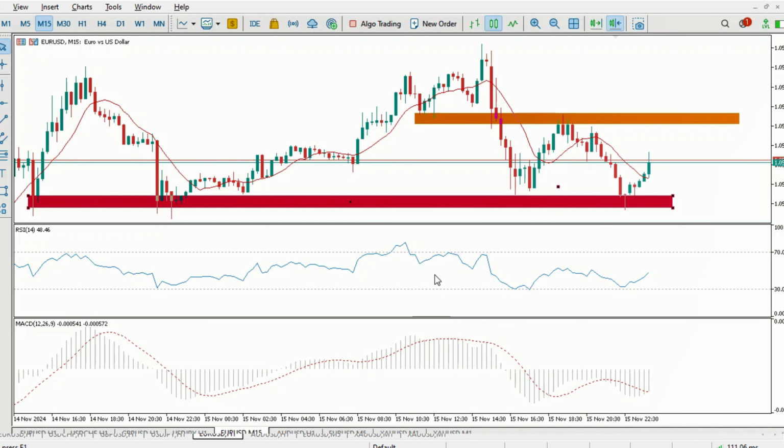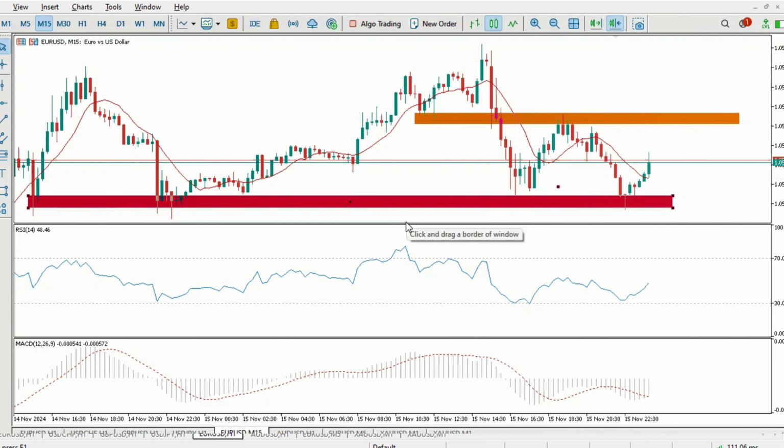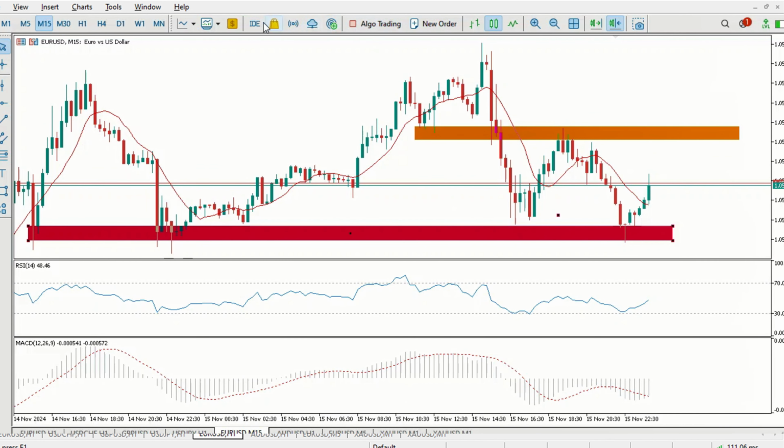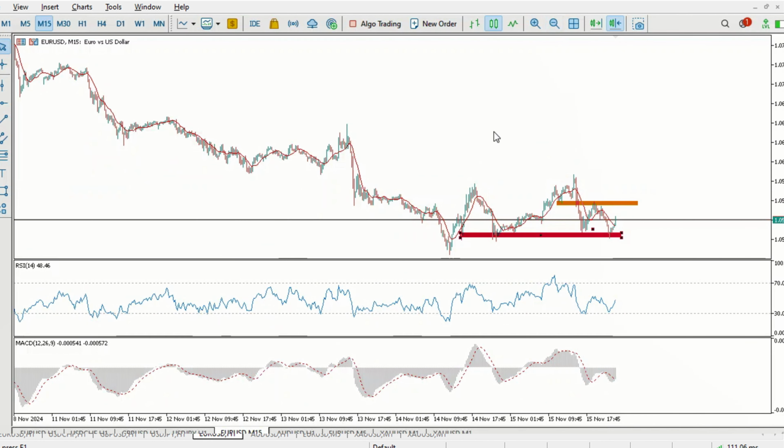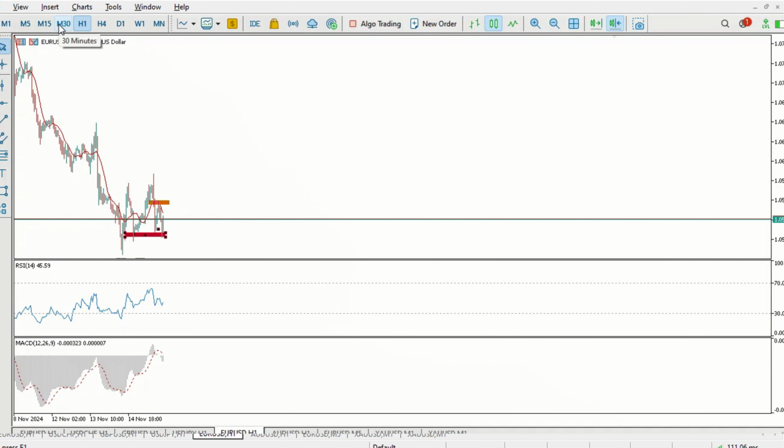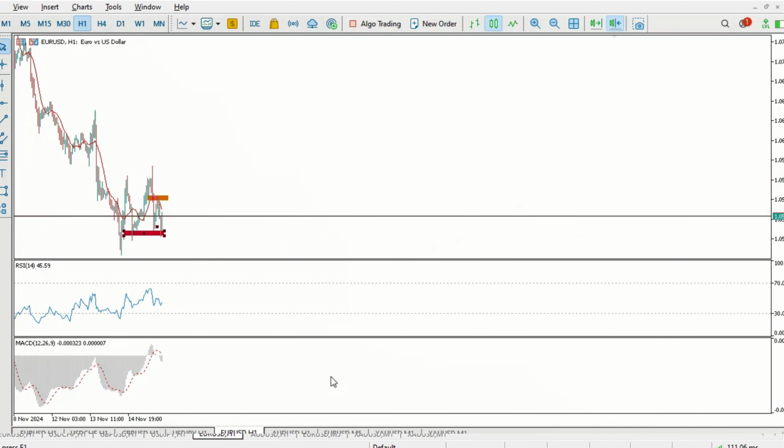Finally, zoom out to see the bigger picture. Check higher time frames like the daily or weekly charts to understand the overall trend before zooming in on shorter periods for precise entries.